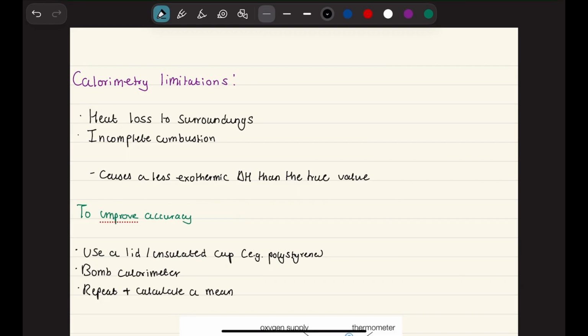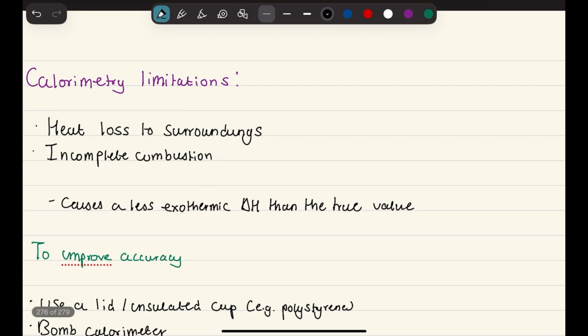We just need to look at the limitations of calorimetry. This does come up sometimes in exams. It's not the most important thing ever, but I think it's nice to know. With limitations of calorimetry, normally it's going to be about heat loss to surroundings or combustion not completing. Those are the main two that you're going to see.